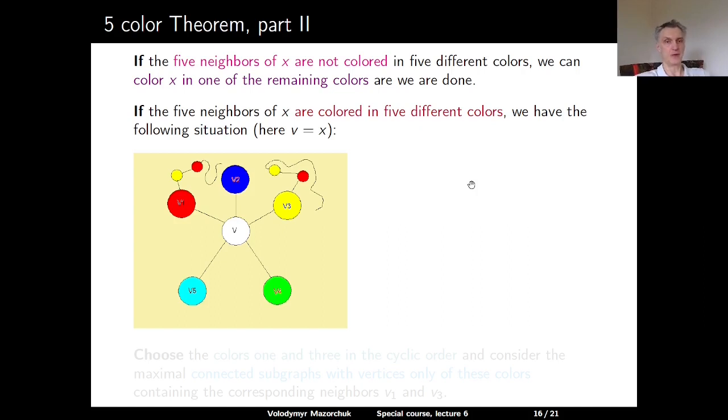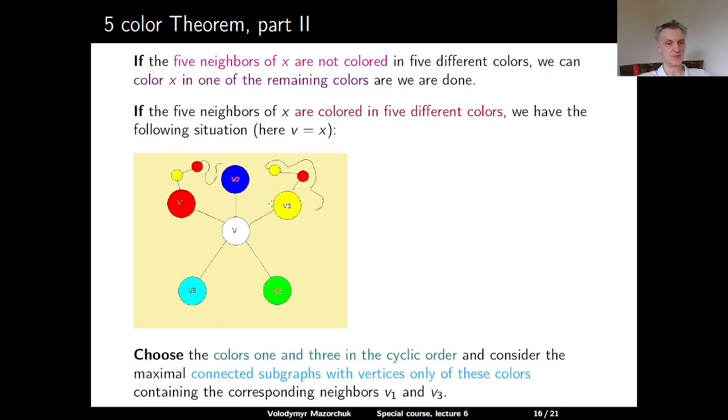So we have our vertex X here equal to V on this picture. It has 5 neighbors, and they all have 5 different colors, as on the picture. So let us look at the colors 1 and 3, and let us look at the connected subgraphs, which start from this vertex of color 1 and only have colors 1 and 3. Starting from the neighbor of X which is colored with color 1, and starting from the neighbor of X which is colored with color 3.